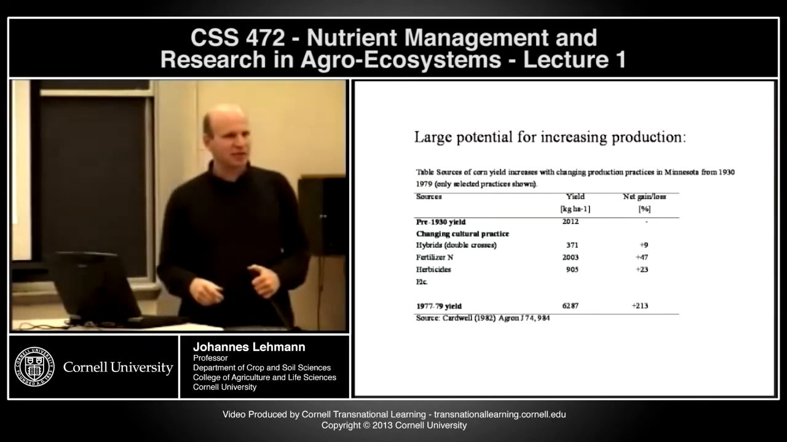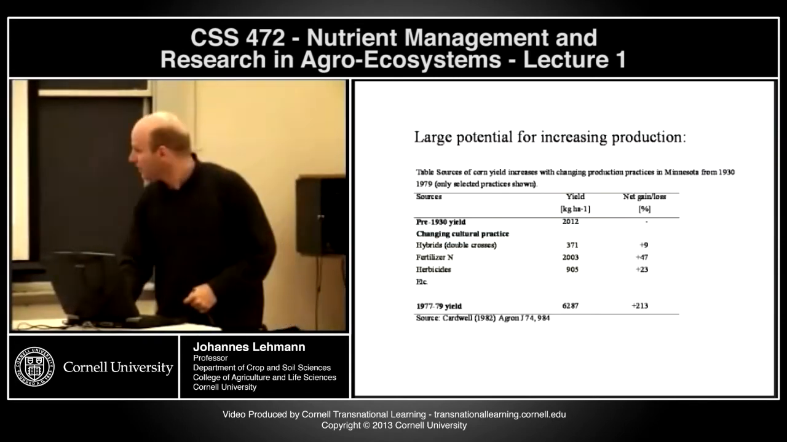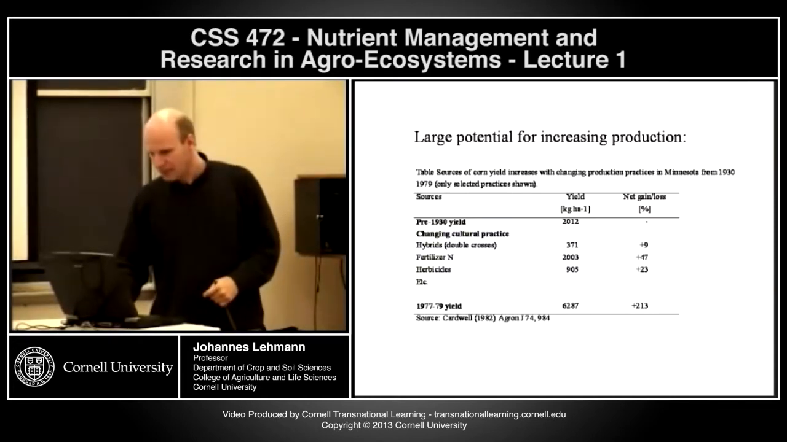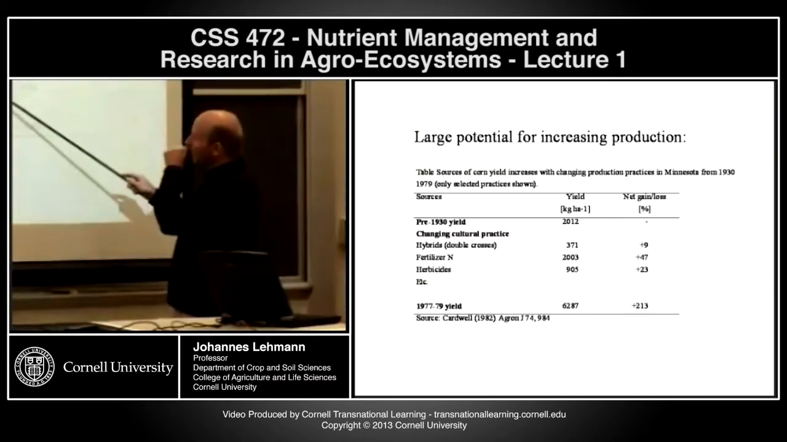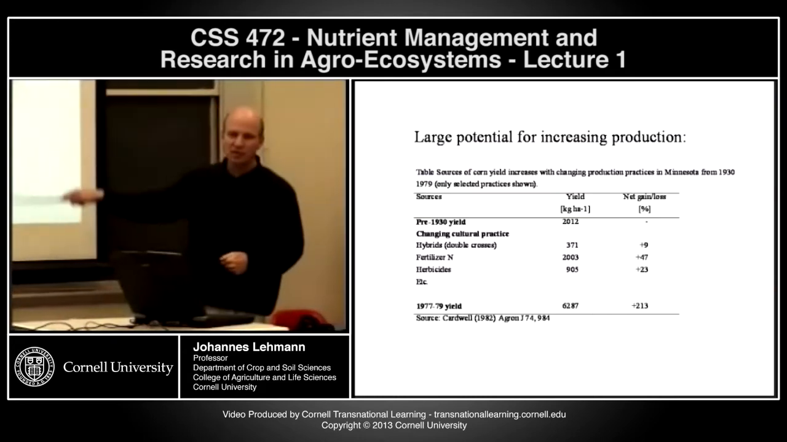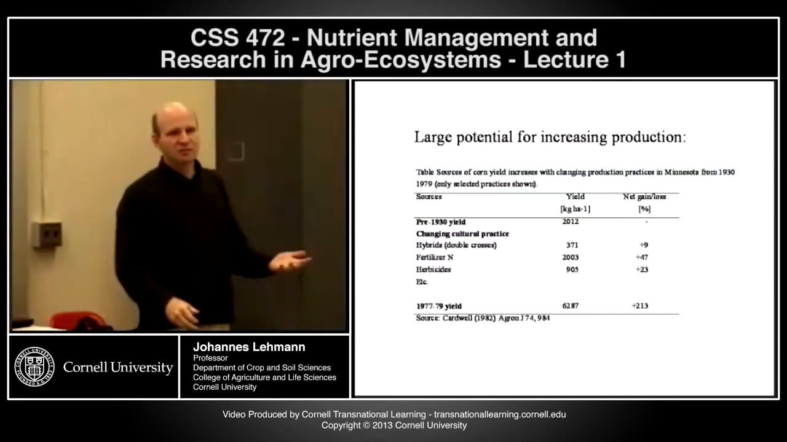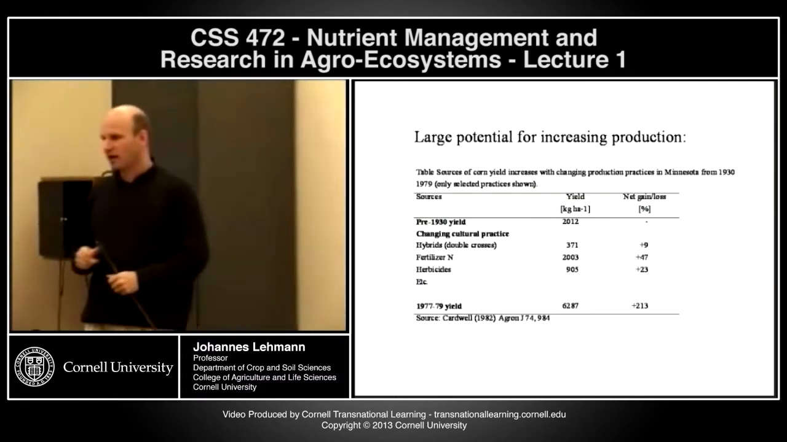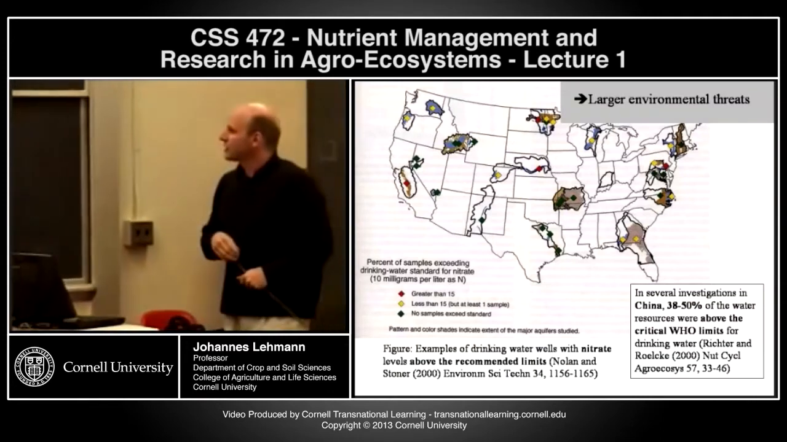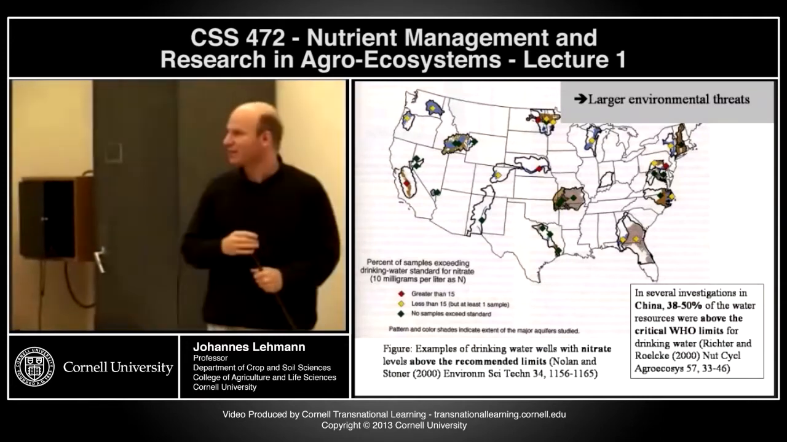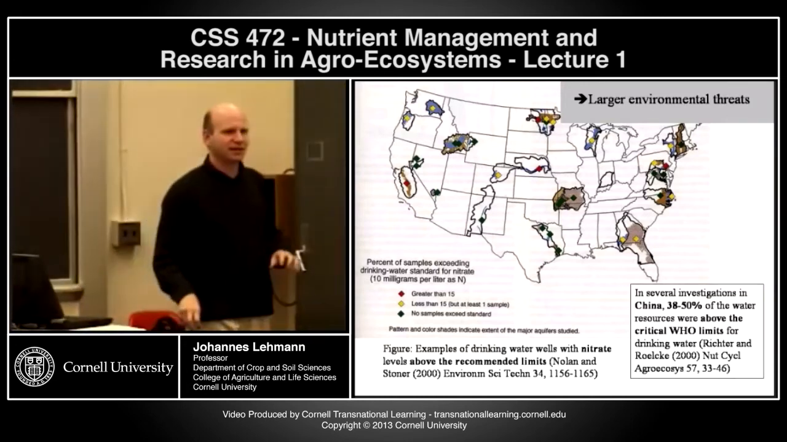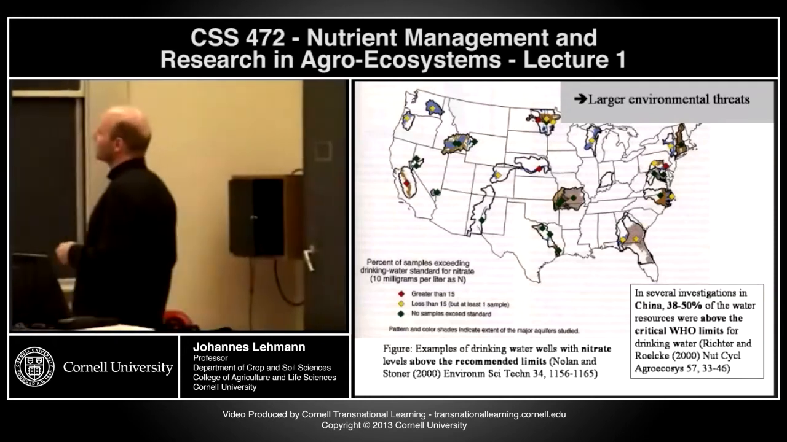So there is a lot of potential also now in these areas that have not had yet this advance in agricultural productivity and management. And you can see here the increase of using fertilizer, and it's dramatic. It's 2 tons per hectare over these 4 tons just by using fertilizer N. So nutrient management is on the top of the list of management practices to increase productivity. But associated with that, larger environmental threats are associated with this. So this is the flip side of the coin, and we cannot ignore that.